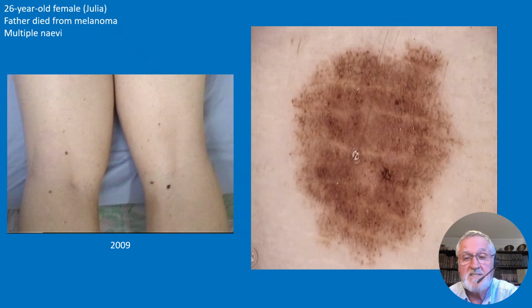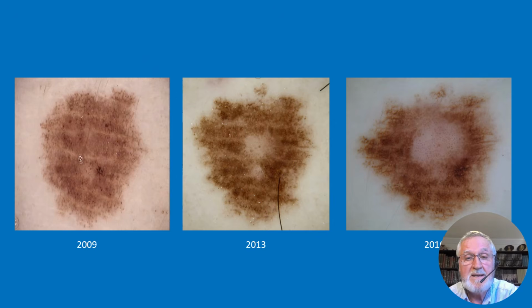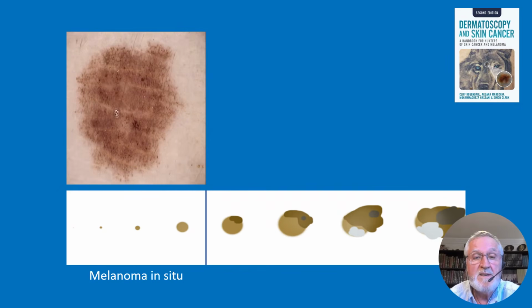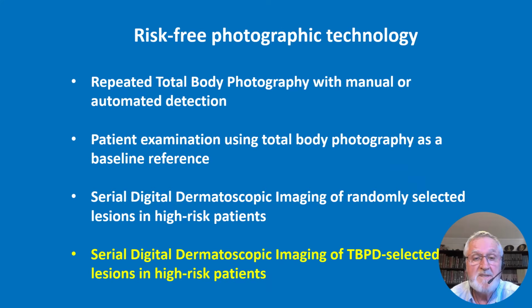It was completely symmetrical. The border was that of a nevus all the way around. And from 2009 to 2013, it had changed, but it was still completely symmetrical. We accepted that. And then in 2016, it had become asymmetrical. We excised it, and it was a melanoma in situ. And it was on the left-hand side of the timeline. No features of malignancy dermatoscopically. This is also published in the book Dermatoscopy and Skin Cancer.